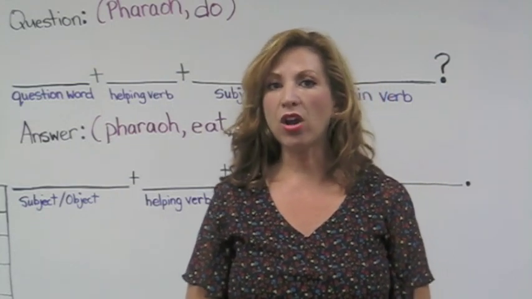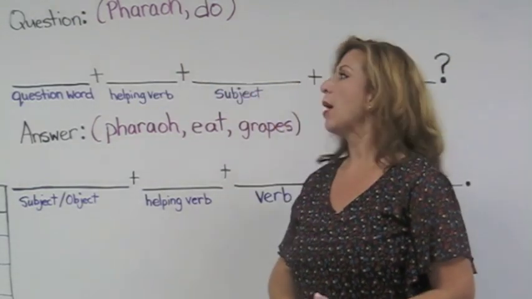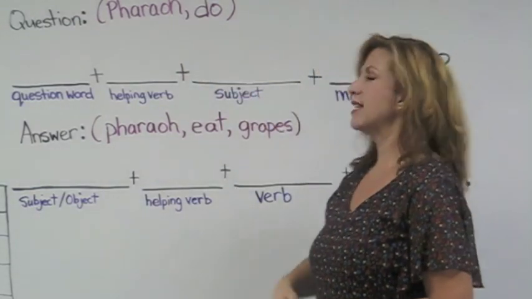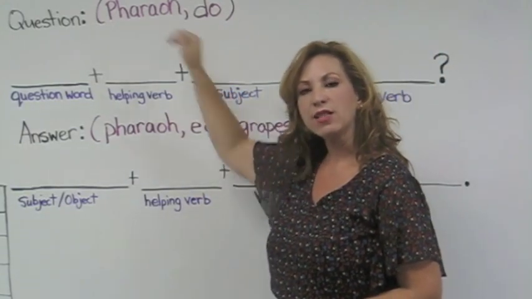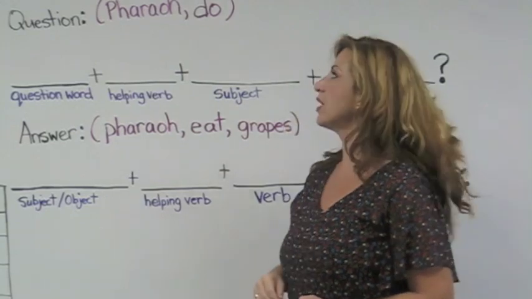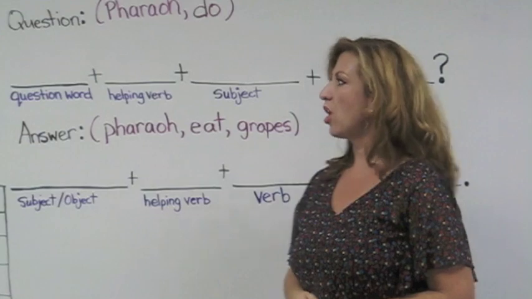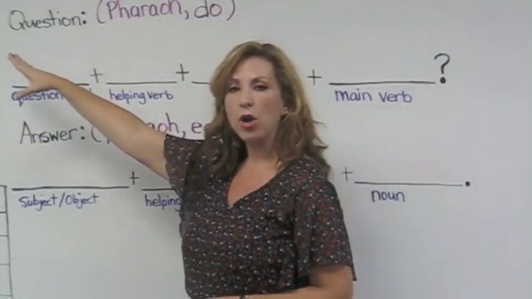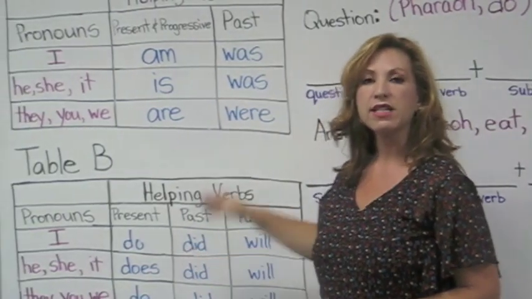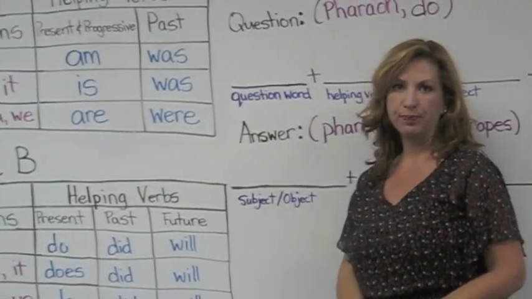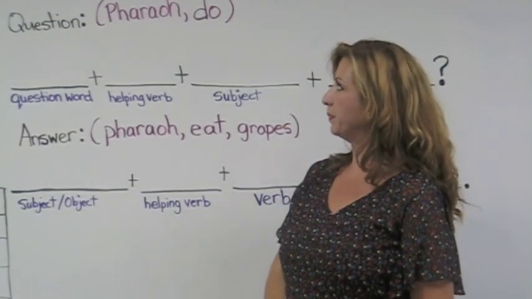Now, we are going to use a practice problem that I did do on the board, but what I do want you to notice is that you no longer will have a pronoun. In these questions and answers, you're going to use a subject or an object. So, you are still going to need helping verbs, so you will need table A and B to complete these exercises. So let's begin with our problem on the board.